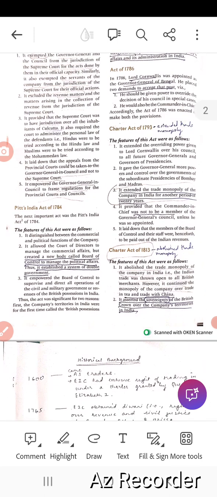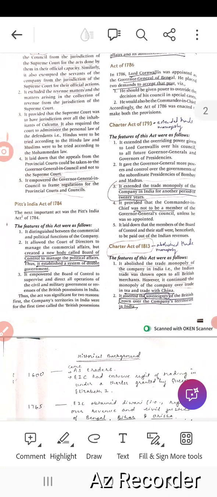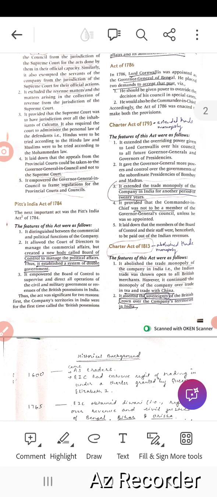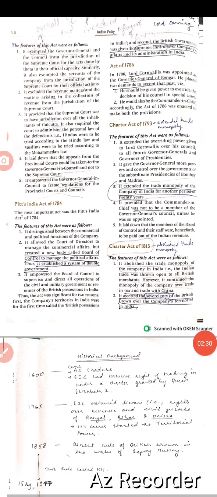Now with the Charter Act of 1793, we can discuss the features. ये थोड़ा सा extended ही है, 1786 के कुछ parts इसमें extended मिलेंगे. Like सबसे पहला, we discuss the first point, that it extended the overriding powers given to Lord Cornwallis over his council to all future governors general and governors of presidencies. That was what I was talking about previously, कि 1786 से क्या हुआ कि that overriding power was given only to Lord Cornwallis, but this particular power has been extended to all the future governors general of Bengal and the governors of presidencies with the coming of the Charter Act of 1793.